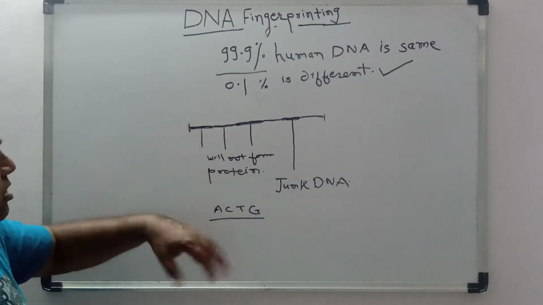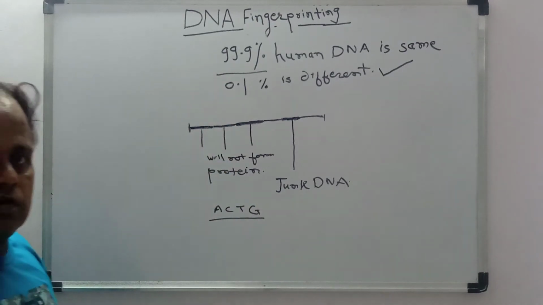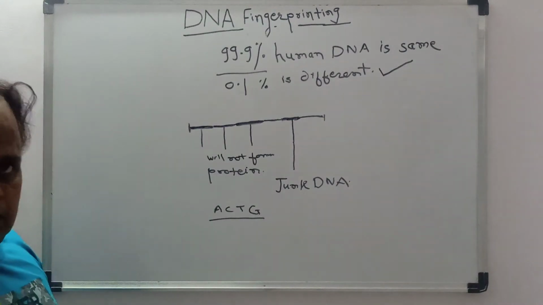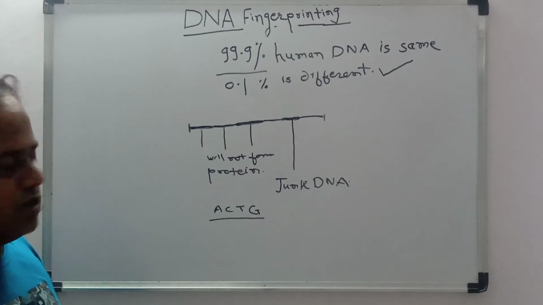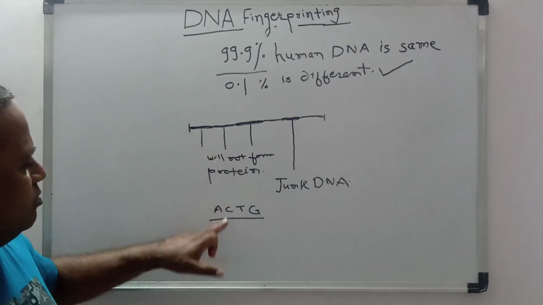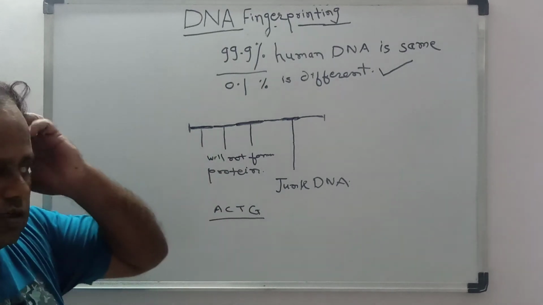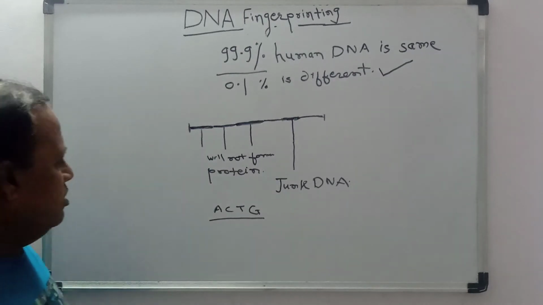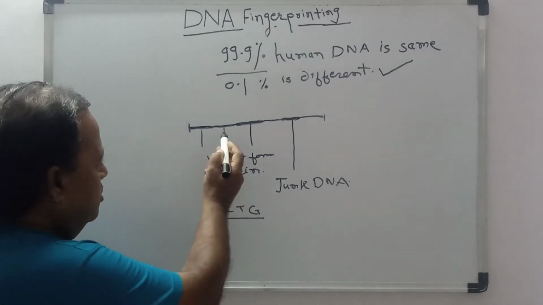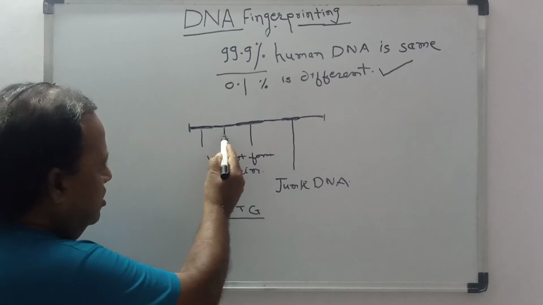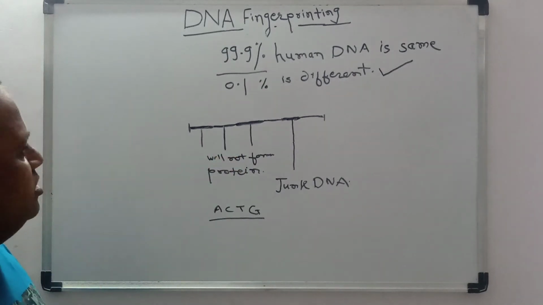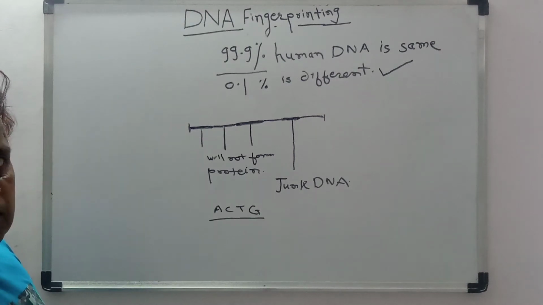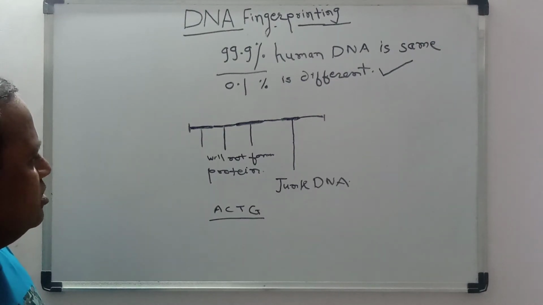In my case it is 5 times, in some other case it will be 7 times. So the repetition of this base sequence is different in different people. This difference in the repetitive sequence is used in DNA fingerprinting. It is called a repetitive sequence.